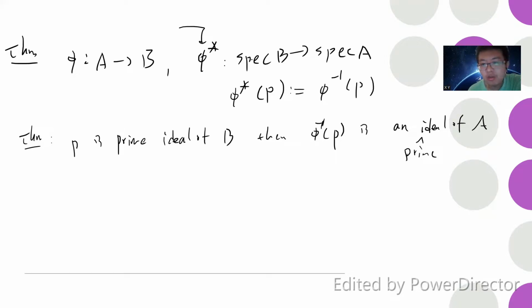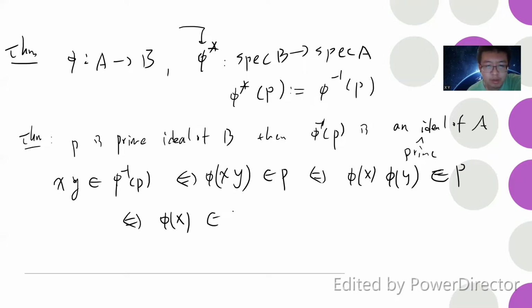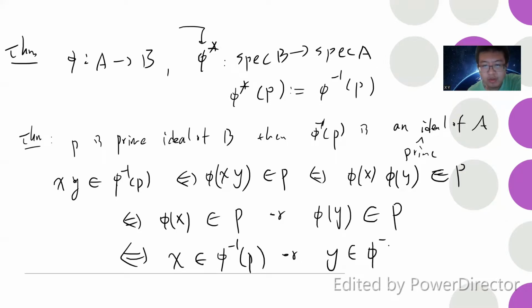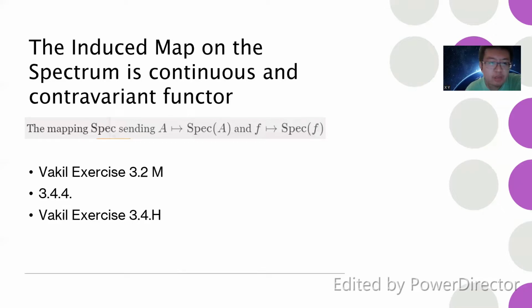Okay, so the proof is very simple. You can check it's a prime ideal: take x, y in A such that xy belongs to phi inverse of P. This will give you phi of x times phi of y belongs to P. Since P is a prime ideal, either phi of x belongs to P or phi of y belongs to P, and then this will give you x belongs to phi inverse of P, or y belongs to phi inverse of P. So if P is a prime ideal of B, then its inverse image is a prime ideal of A. But this only proves that this map is well defined.